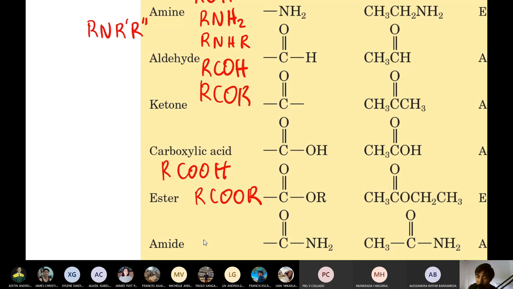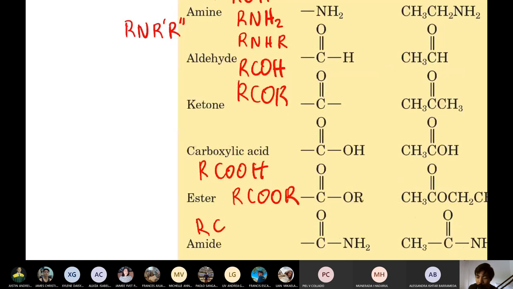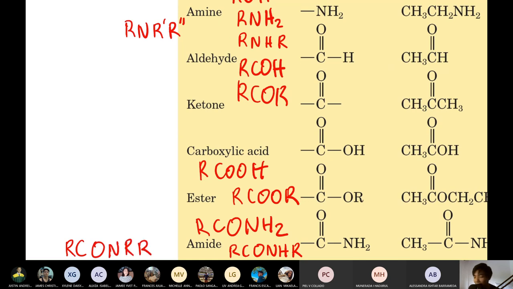Amide, yan ay, pwedeng R-CONH2. O, kumbaga, para yung amine, pero may C double bond O lang sa gitna. So yan. Yan ay amide. And similar with amine, may tatlong version din yung amide natin. Pwedeng dalawang hydrogen, pwedeng isang hydrogen plus isang R group. Tapos pwede ring walang hydrogen.